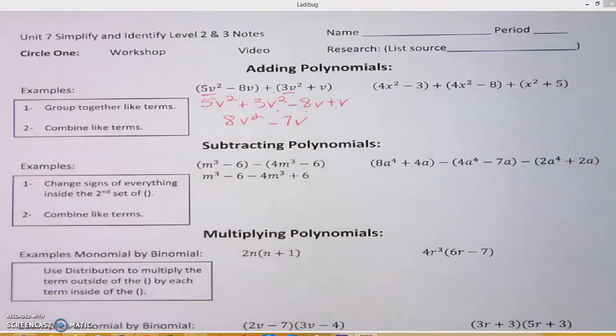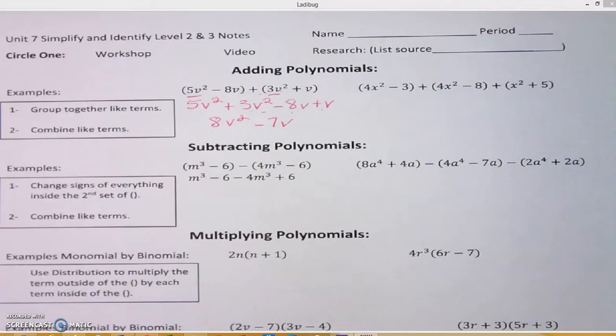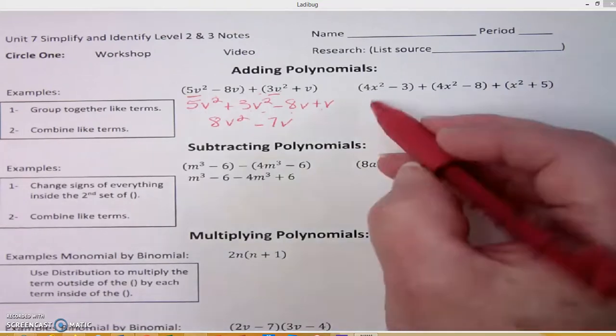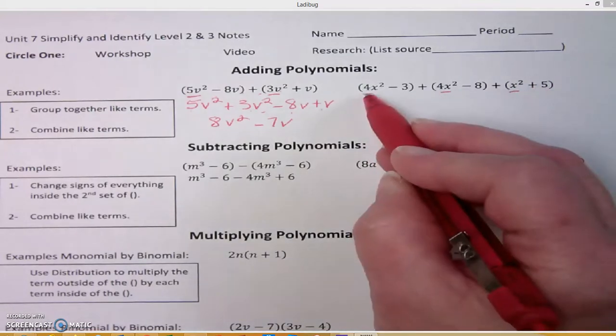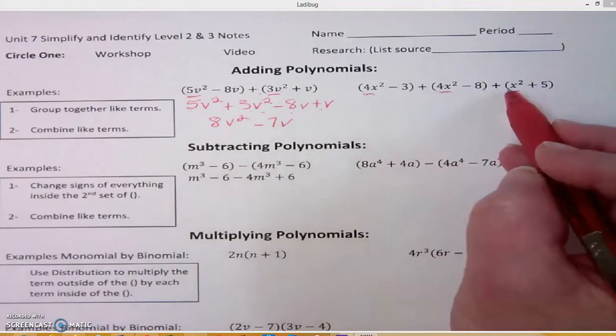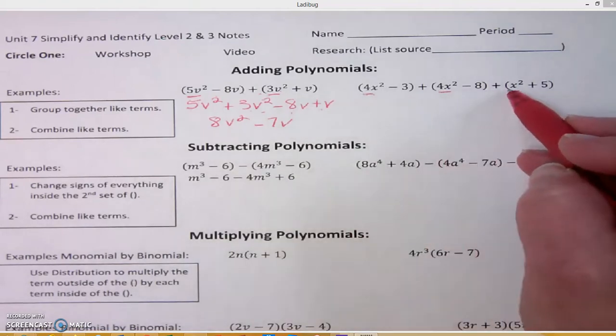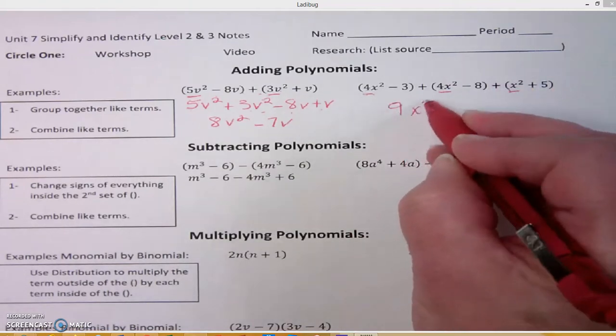For the next one, I have 3 groups of 2. You're going to do the same thing, so why don't you try that and see how you do. You can pause the video and then check your answer and see if you got the right thing. So I'm not going to group them. I'm just going to kind of underline them. 4 plus 4 is 8, plus 1 is 9. So I have 9x squared.